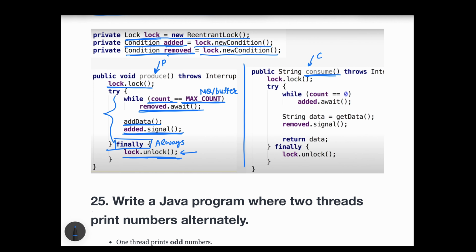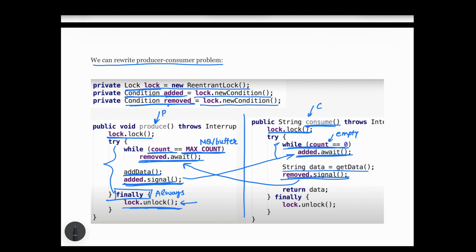In the consume method, it again tries to get the lock. And while the count is 0, that means the message queue is empty, it will wait for added. Once add is done, it will exit the while loop and get the data. Then it will say that I have got the data, and signal removed that I have removed it. So once the removed signal is done, the producer thread will be woken up. And when the added signal is done, this consumer thread will be woken up. So that's the concept of writing the producer consumer problem with the Condition class.